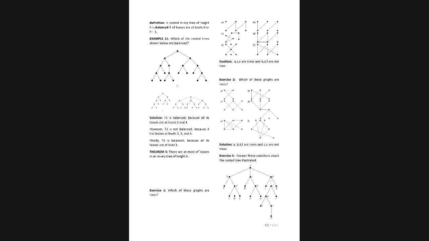Now you will see that A, B, D, and F are trees. C is not a tree because it is disconnected, meaning it has two components. E is also not a tree because it contains a circuit. Okay.